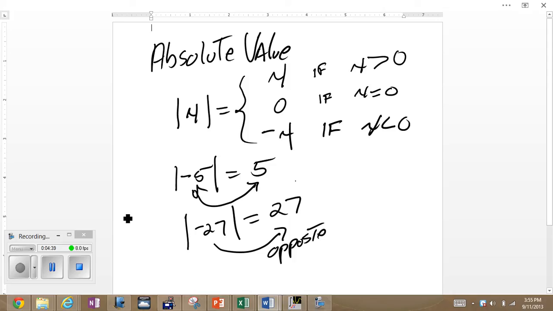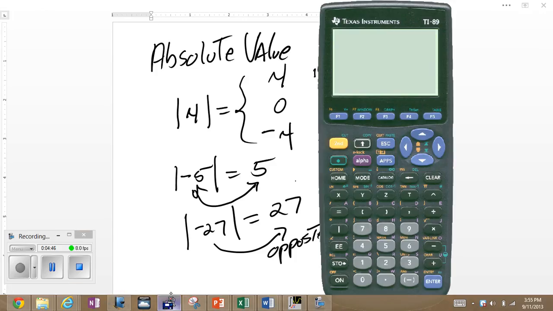All right, now let's look at that from the graphical standpoint and try to defend that. Let's pull the calculator back up. All right, here is the graph. All x's are positive in quadrants 1 and 4. The graph of the absolute value for that is the graph of y equals x.